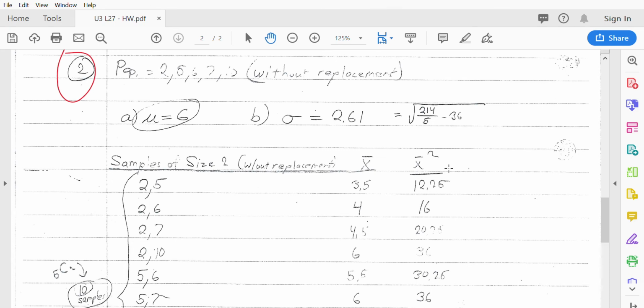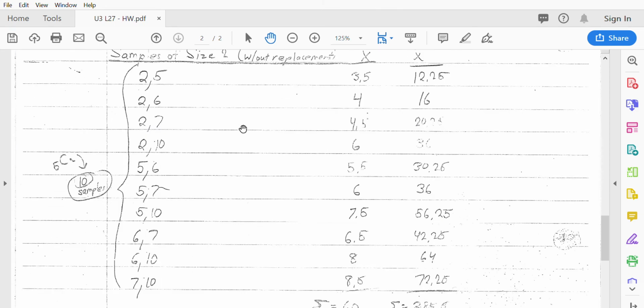Same exact thing. A and B, same situation. Okay. Now, if you're sampling without replacement, there are N choose n samples without replacement, or in this case, 5C2 or 10 samples. There are the 10 samples right there. Notice I have no 2,2 or 5,5 or 6,6 or 7,7 or 10,10, but I also don't have 5,2. Why? Because I already have 2,5. You do not have to write those repeated samples.